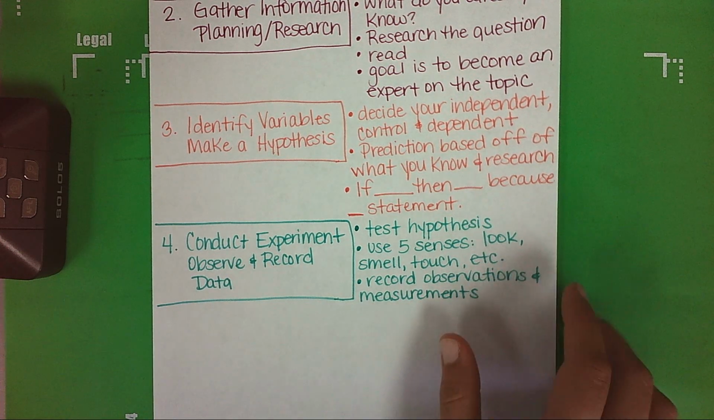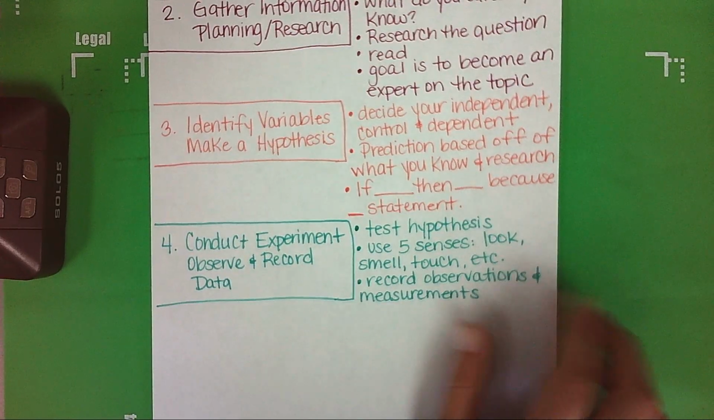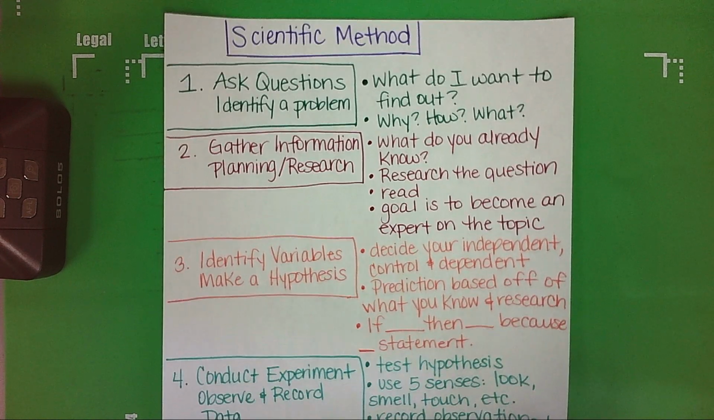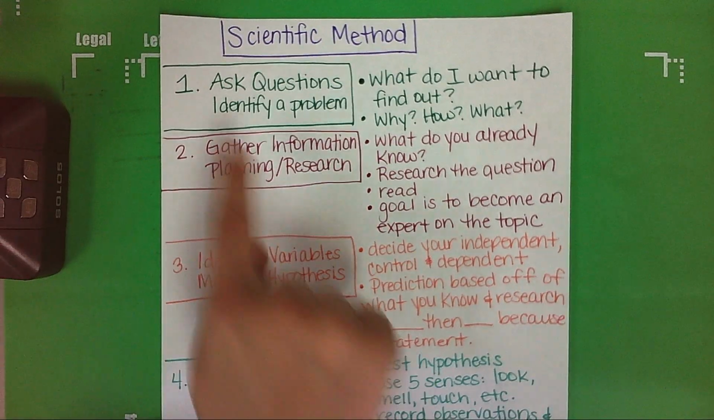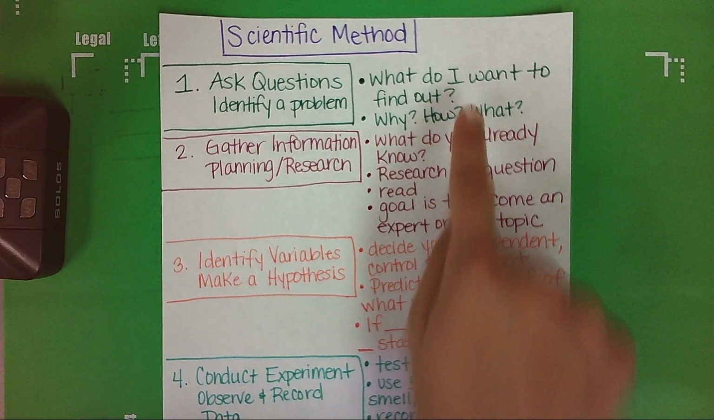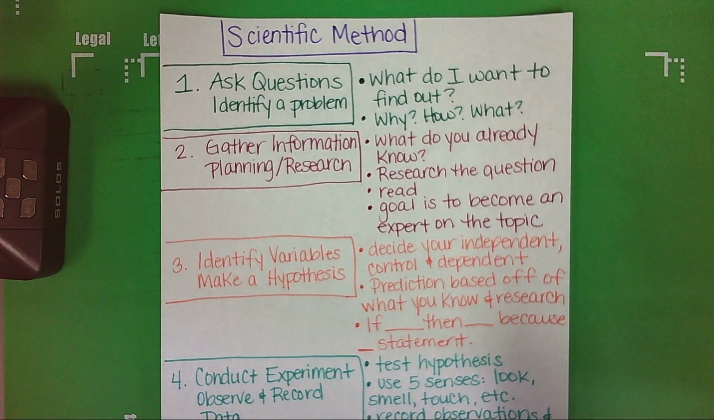Okay, so now let's continue talking about the scientific method. Let's just review what we've done from part 1. First, we're going to ask questions. We're going to identify a problem. When we do that, we're going to ask ourselves, what do we want to find out? Why, how, what, specific questions, okay?